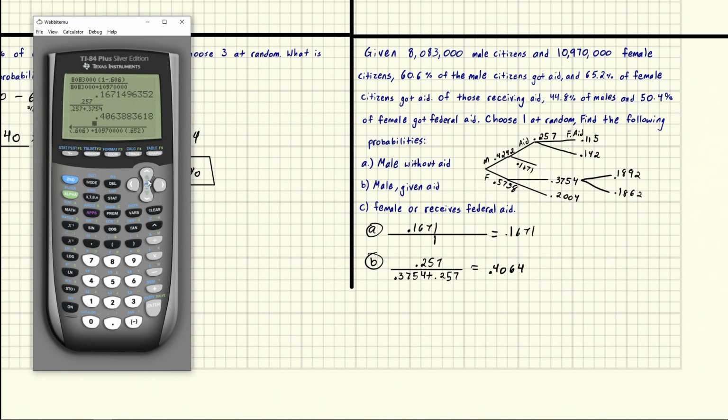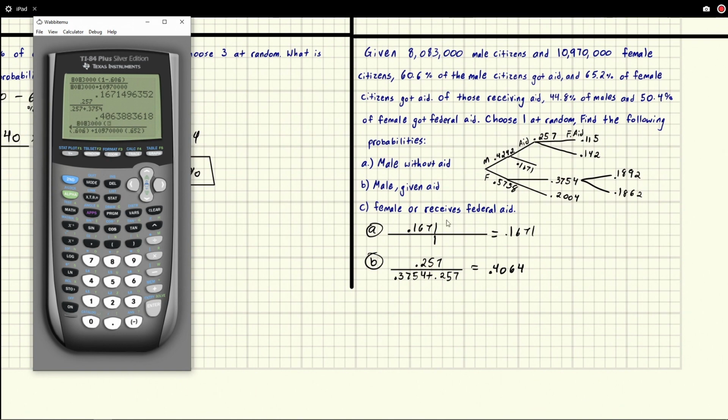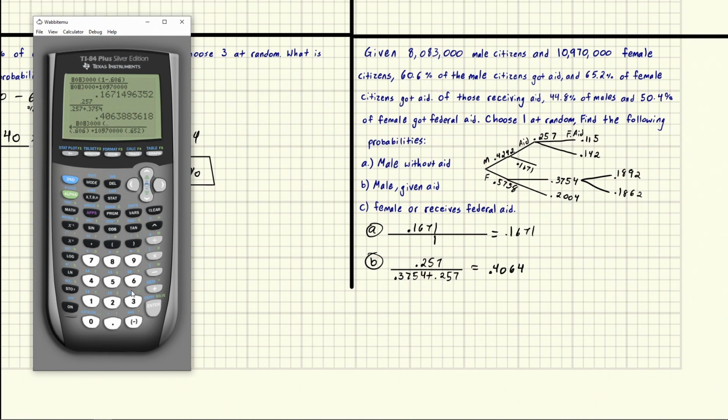And then on the top, we want males that got aid. So that's just going to be 8,083,000 times. And then the ones that were given aid, well, that was 0.606 or 60.6%. So these are the males that got aid.